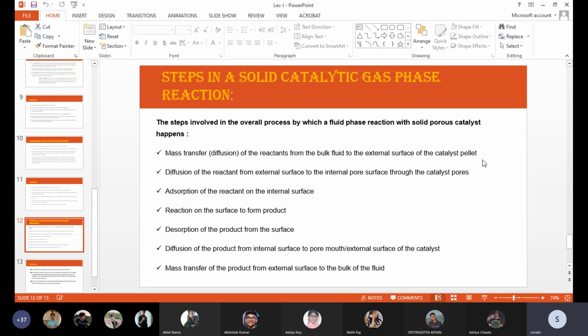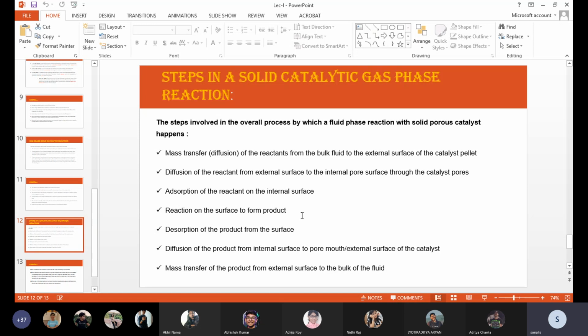And then after reaching the internal surface, what happens? The adsorption of the reactant molecule on the internal surface. After the reactant molecule reaches the internal surface, it will get adsorbed on the catalyst active sites within the internal surface. After that stage, this is the reaction on the surface to form product.